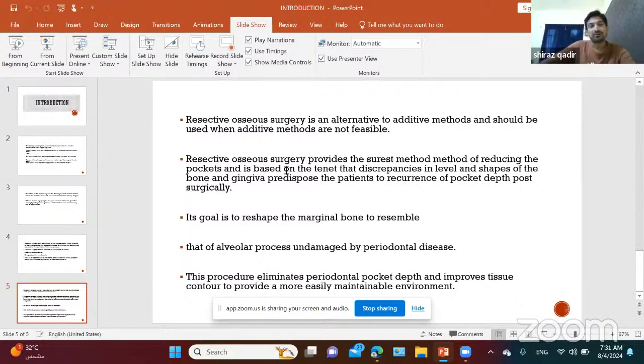So, resective osseous surgery provides the surest method of reducing the pockets and is based on the tenet that discrepancies in the level and shapes of the bone and gingiva predispose the patient to the recurrence of pocket depth post-surgically. Its goal is to reshape the marginal bone to resemble that of the alveolar process which is undamaged by the periodontal disease. This procedure eliminates periodontal pocket depth and improves tissue contour to provide a more easily maintainable environment.